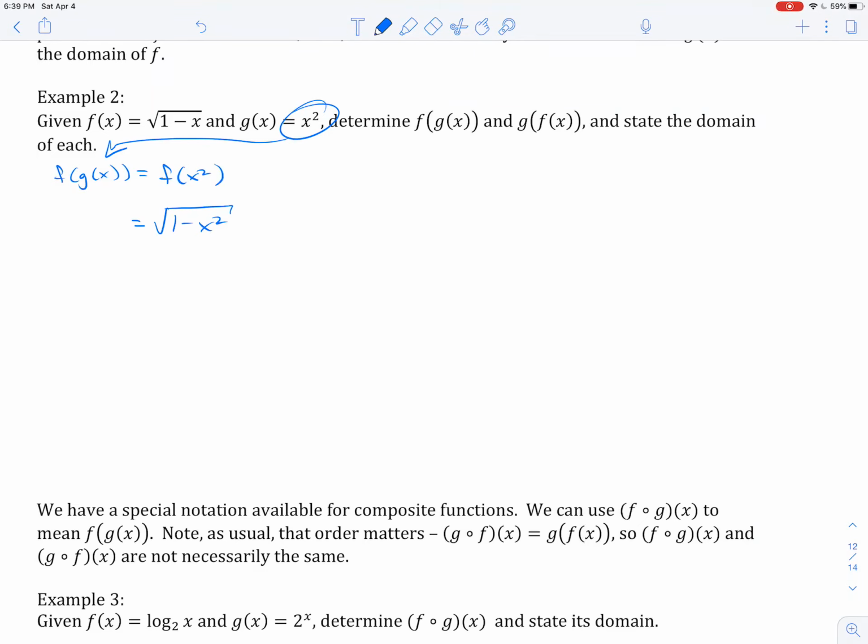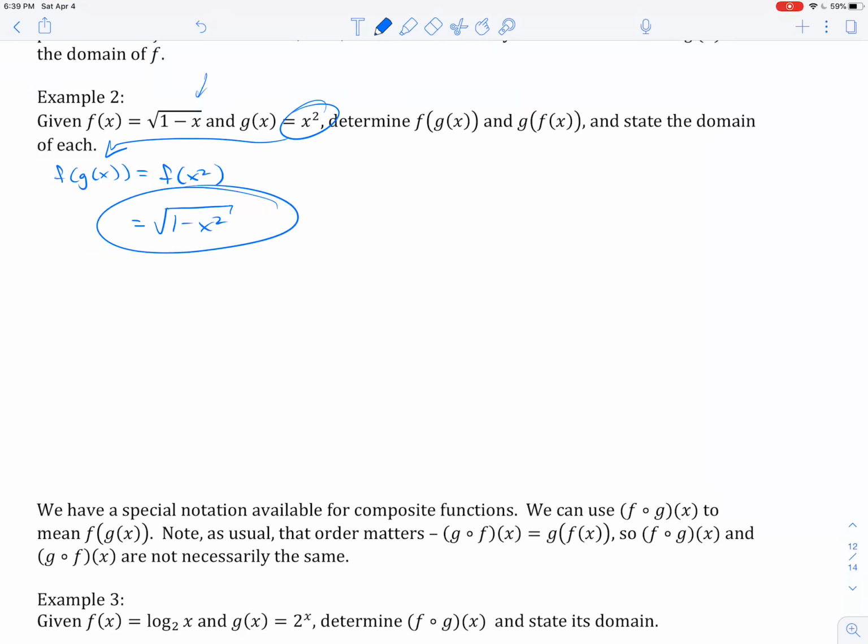The domain of that. Well, the domain of g is all reals. The domain of f says it can take on anything as long as x is less than 1. Can this take on anything where x is less than 1?